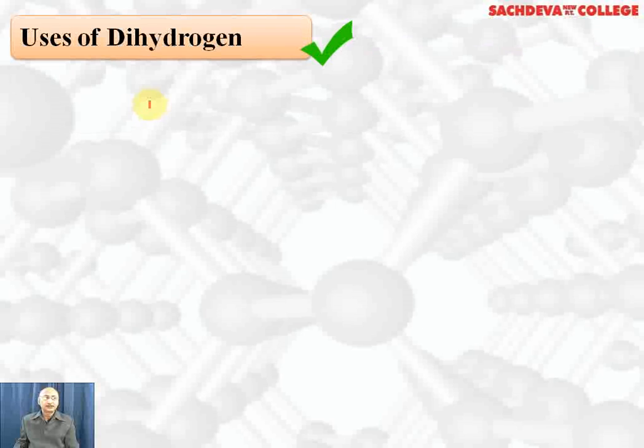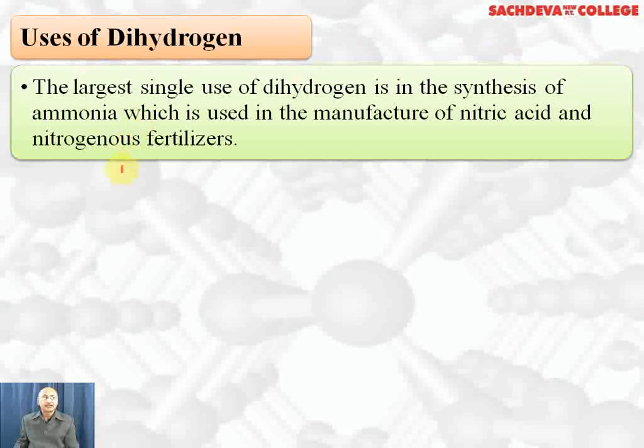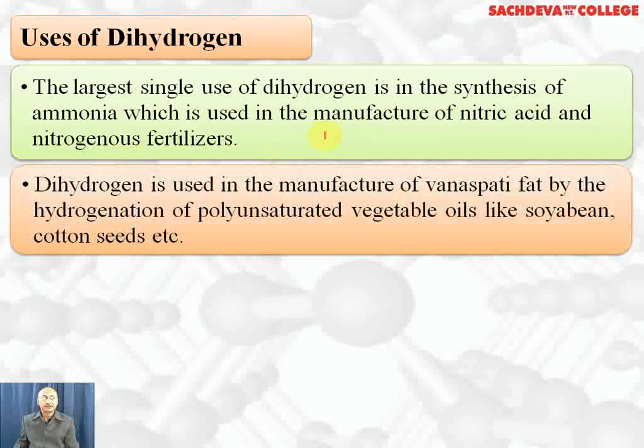Next, we take up uses of dihydrogen. The largest single use of dihydrogen is synthesis of ammonia, which is most important for nitrogenous fertilizers that we use in agriculture. These fertilizers are used in agriculture, and the economy of a country depends upon agriculture. That's why it is most important. It is also used in manufacture of nitric acid. Ammonia is used for manufacture of nitric acid, and ammonia in turn is produced from hydrogen.